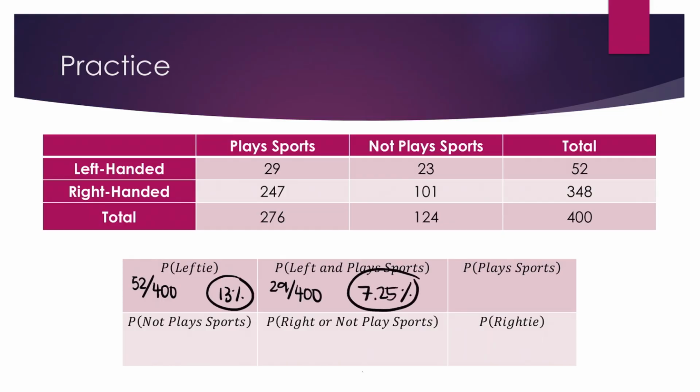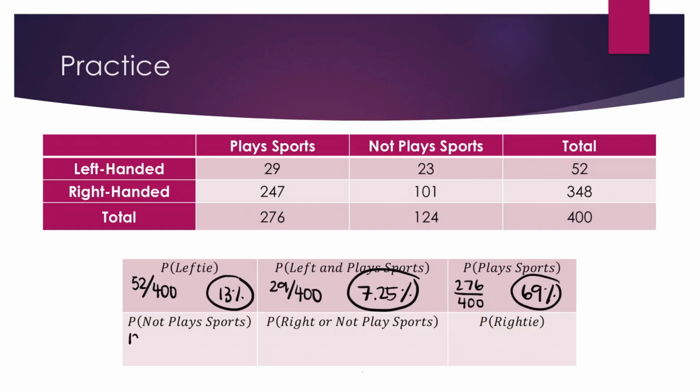Unfortunately, I do have to include my decimals here. I didn't really have a choice. I'm sorry. Let's say the probability that they play sports is 276 of them play sports out of 400 people. And we're basically just doing a lot of experimental probabilities here. We have the survey already.